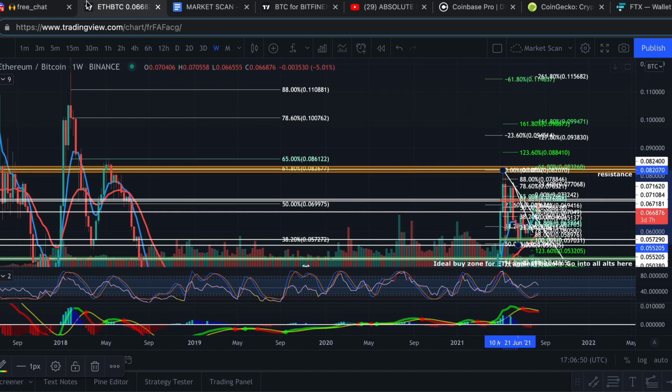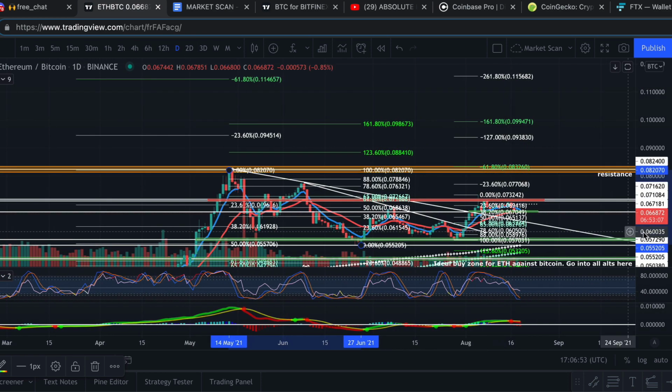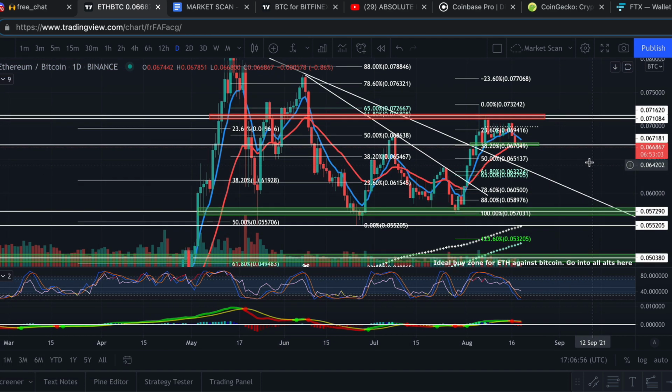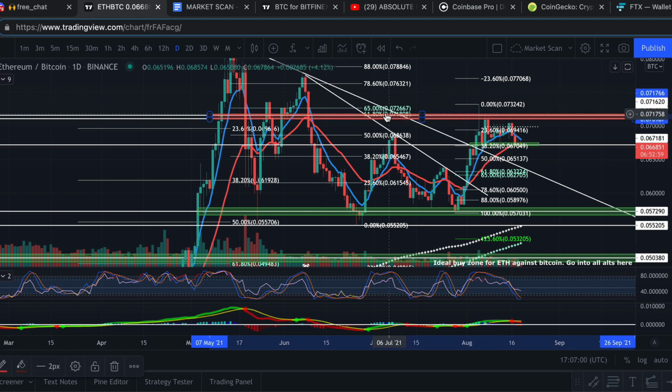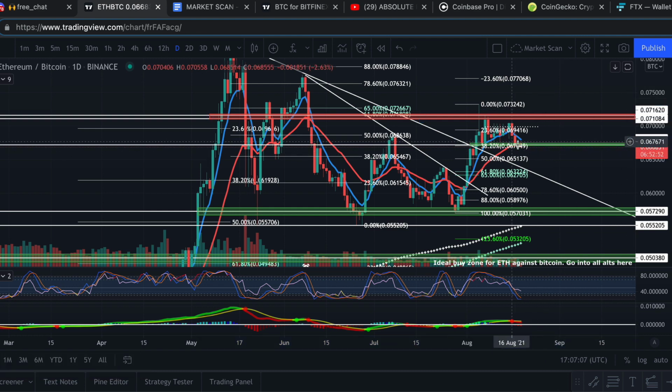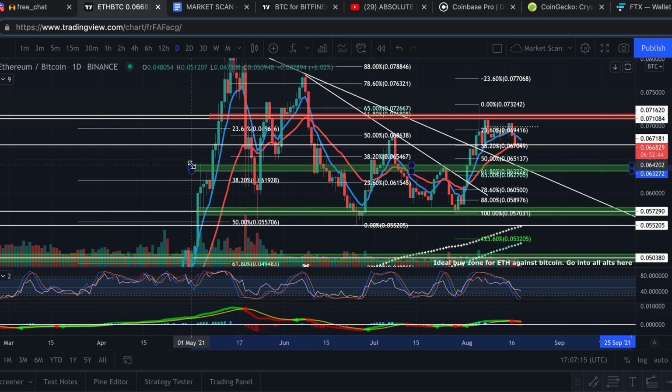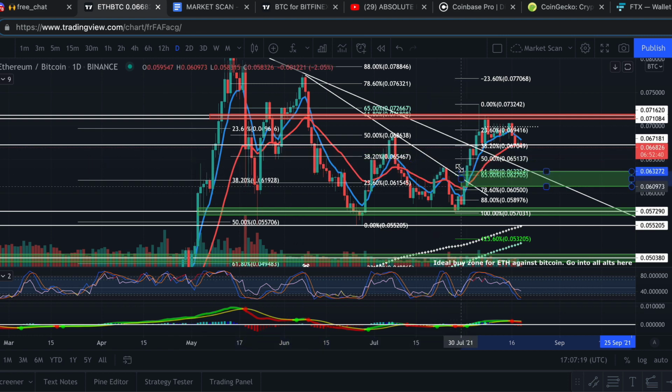So let me go on the daily chart, get a little bit more clarity with what's going on here. You could see that Ethereum versus Bitcoin hit the 61.8, got rejected, and now it came back down to the 38.2. It's actually going below the 38.2, so I would not be surprised to see this area be the actual area that it hits next.